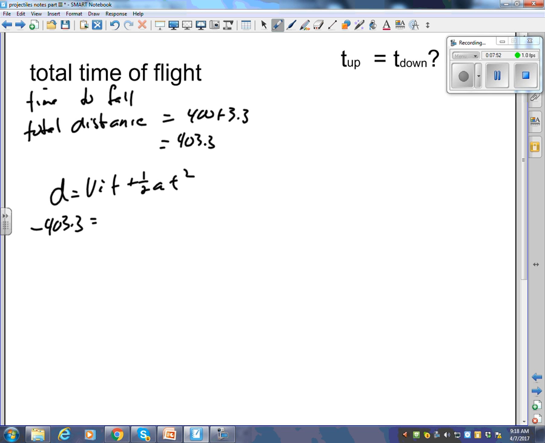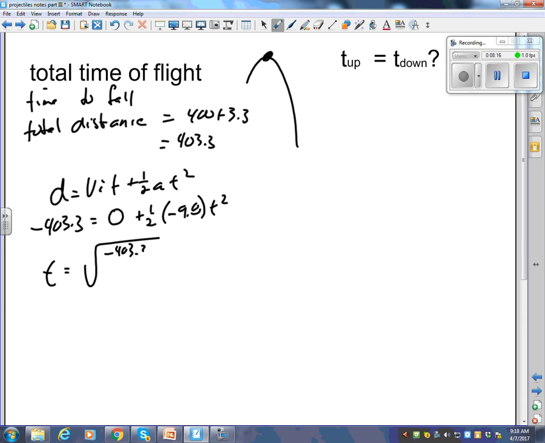What's the initial vertical velocity at that point right there? 0. And that makes this a whole lot easier. You put a 0 in there. And then it's exactly the same as what you did with the table. In fact, I think you learned the rule was t is equal to the square root of the displacement, minus 403.3. Half of 9.8 is that 4.9. It's always going to be like that, right?